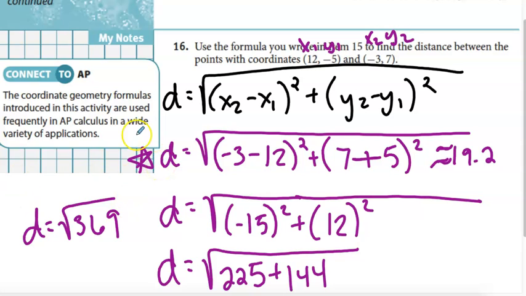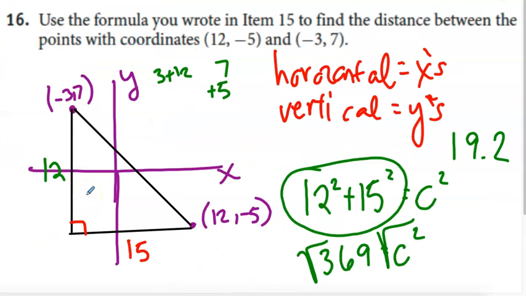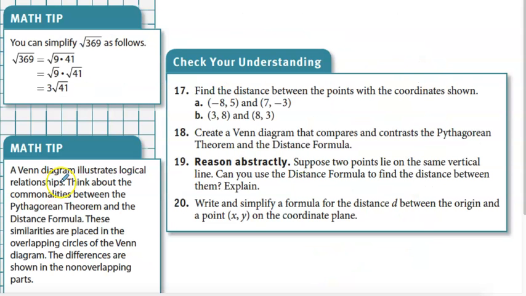Okay? So at this point, you can use the distance formula, or you can use the Pythagorean theorem to find the distance between 2 points. It is whatever way you prefer, and you get to pick. Okay? So if you have any questions, please let me know. Otherwise, it is time to practice and check your understanding. So I want you guys to try 17, 18, 19, and 20, and then we will go over our answers.